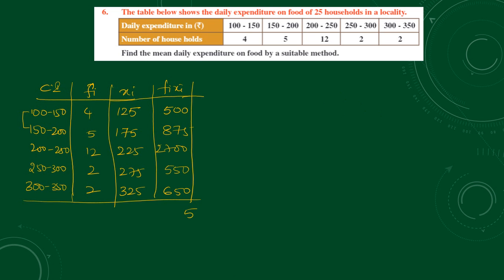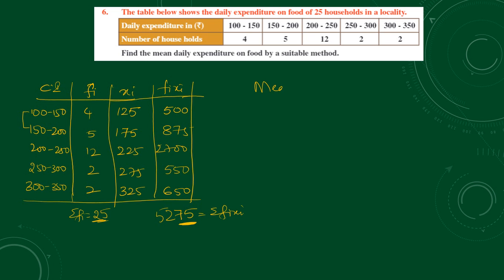Now adding all of these gives sigma fi xi, which is 5275. Next, sigma fi is already given in the question: it is 25. Since 5275 has 75 as its last 2 digits, it is exactly divisible by 25.